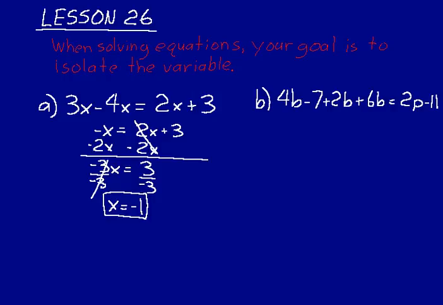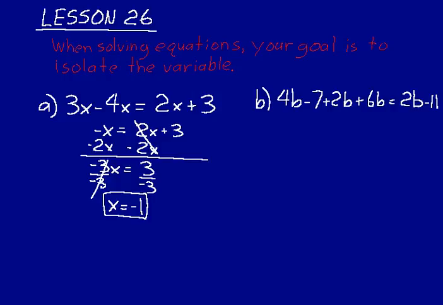Look at practice problem B. Let's go ahead and solve that one for b. So on the left side of the equal sign, we can see we have several like terms there, several b terms. And we know that we're going to be solving for b. That's the only variable in there.